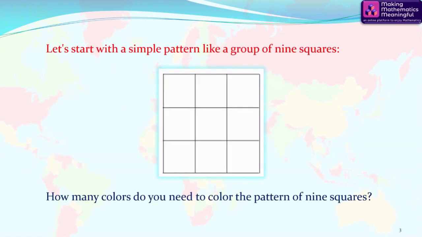Let me explain this by taking one simple example. Consider the following figure. A group of 9 squares is given. So how many colors do we need to color this pattern? Of course, if we color each square using a different color, we need a maximum of 9 colors. But the problem is we need to use the minimum number of colors. And we are focusing on the interior of this square. You may pause the video and try to attempt it.